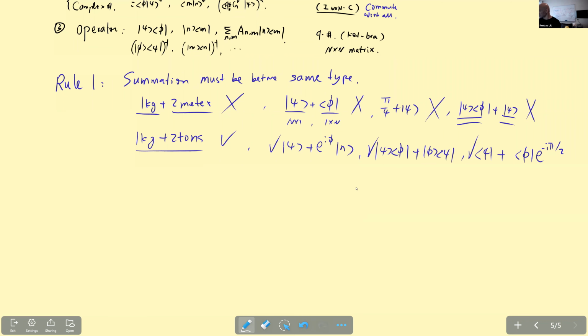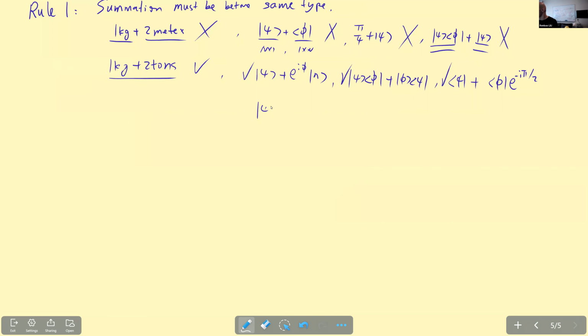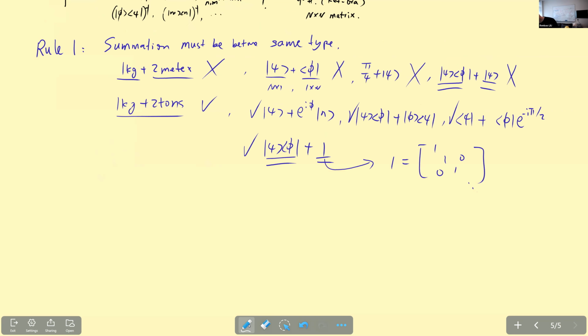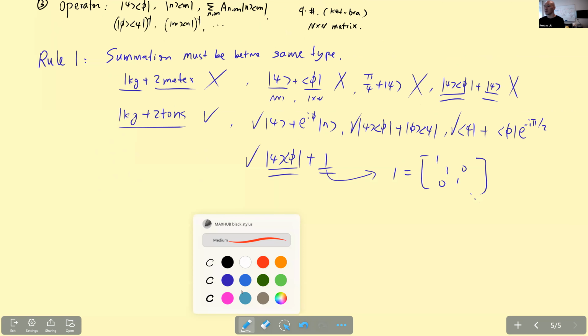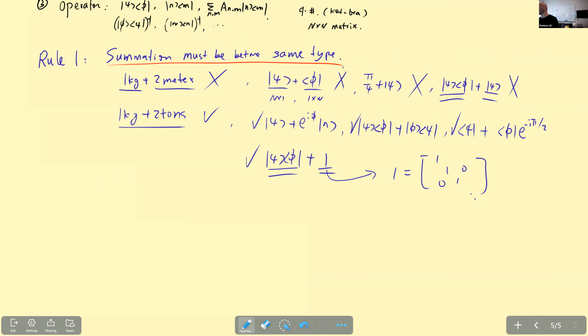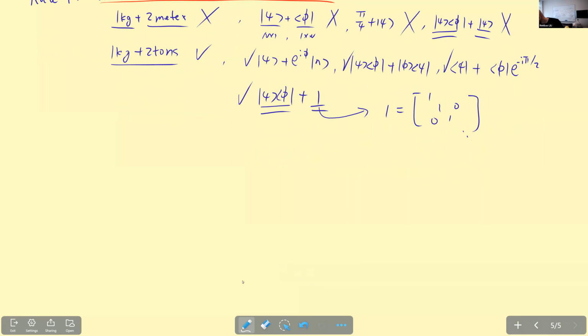You can also have something like this one. It's also okay, like |ψ⟩⟨φ| plus 1. This is also okay, even though this is a C number. In this case, you take this 1 as a unit matrix. So basically, the rule is that when you do a summation, it must be of the same type. Okay. And rule 2.